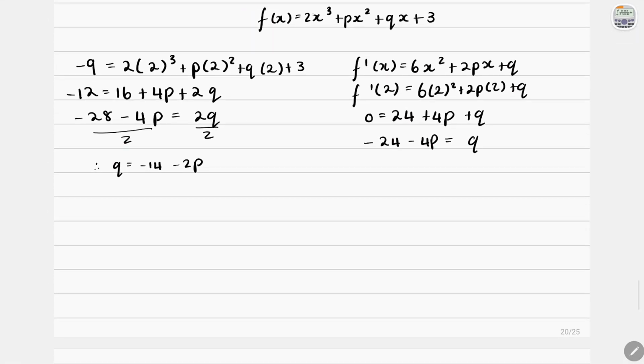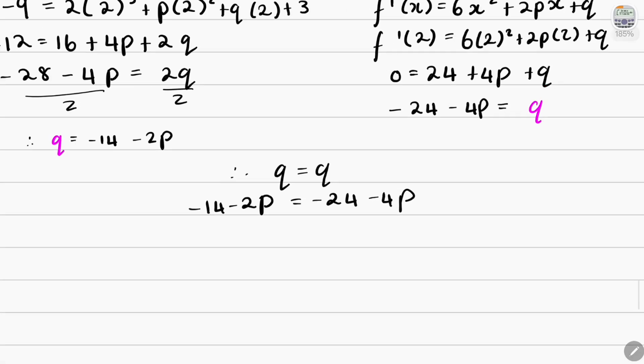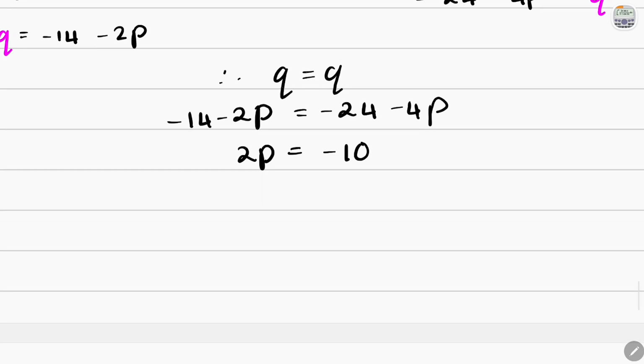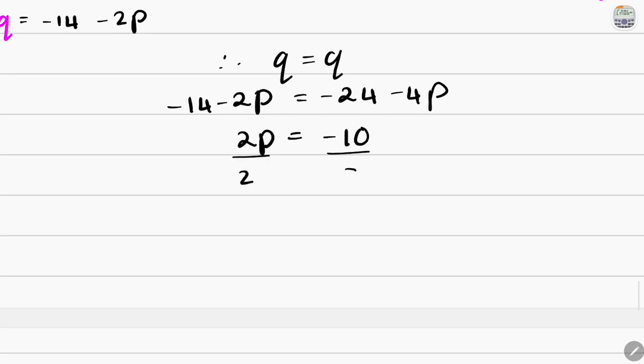And let's equate. So we're saying that q is equal to q. Therefore, -14 minus 2p is equal to -24 minus 4p. Okay. Transpose this. It becomes positive 4p, and we still have the -2p, which gives us 2p is equal to, and then -24, when we transpose, that becomes positive 14. So that gives us -10. And then divide both sides of the equation by 2.